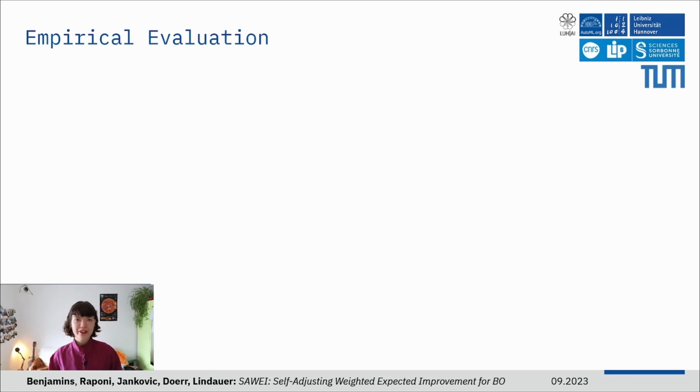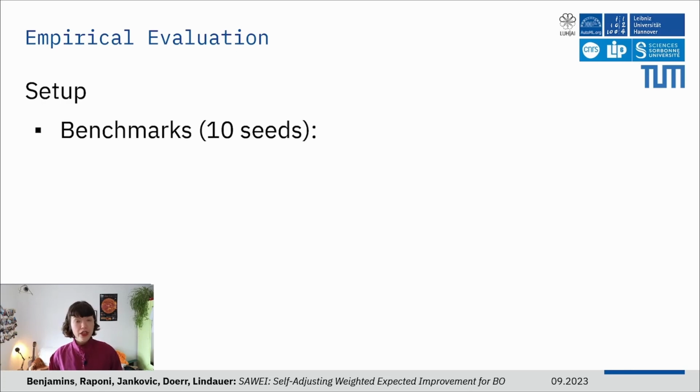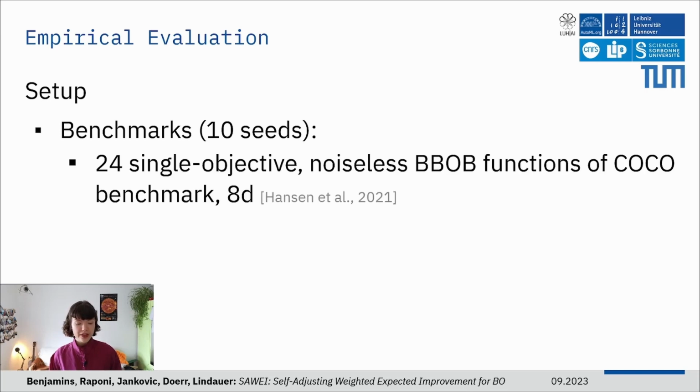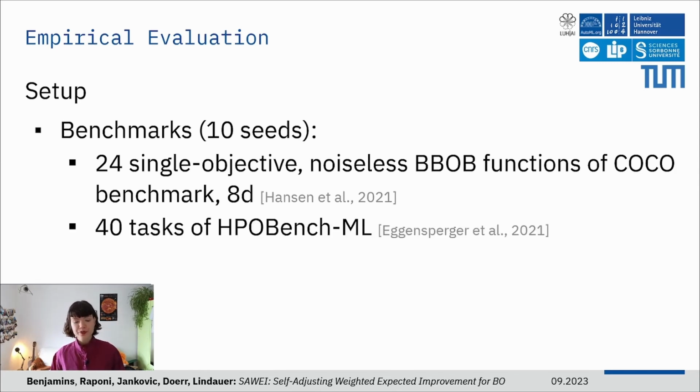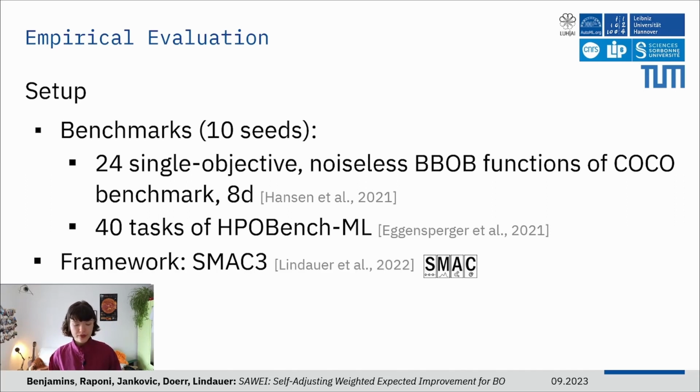Let's come to the empirical evaluation. We looked at 2 domains. We ran our evaluations with 10 seeds, and we have the 24 single objective noiseless BBOB functions from the COCO benchmark in 8D with 3 instances. And we have 40 tasks of the HPOBench-ML track where we optimize XGBoost and random forest and so on. Our framework of implementation was SMAC3.